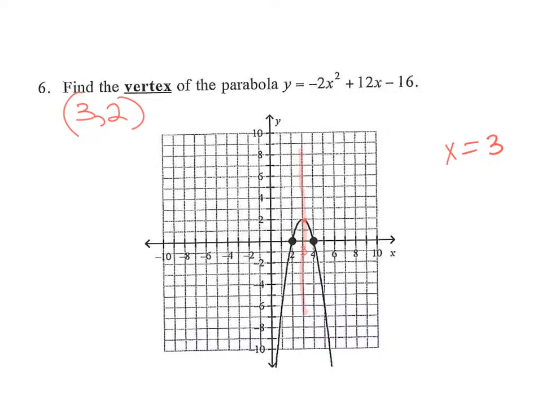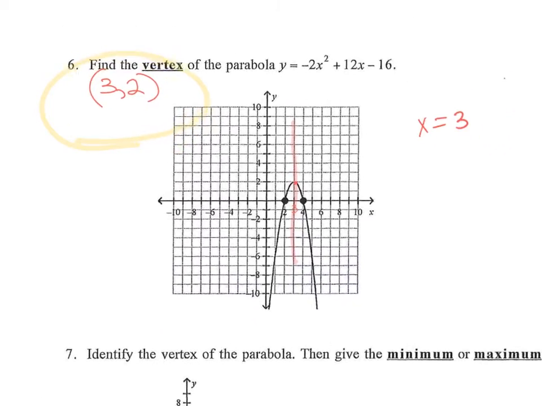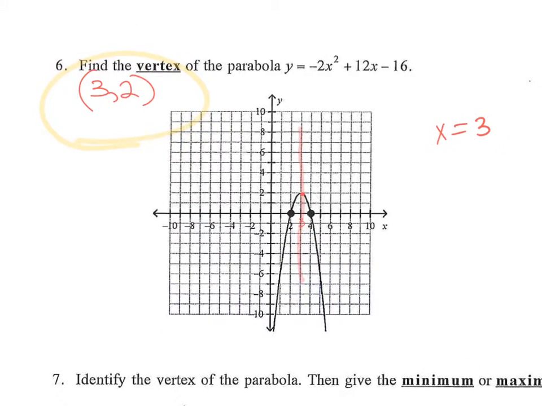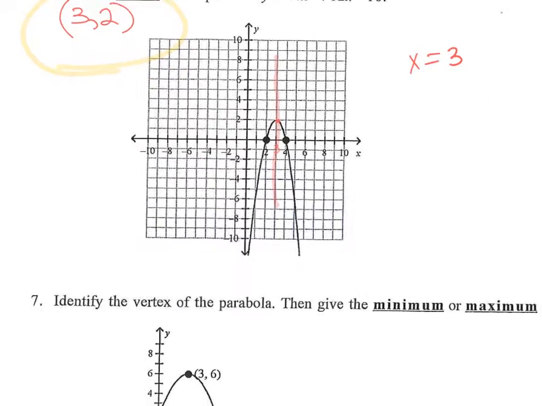Please remember that the vertex is a point, so if you just say 2, it's incorrect. The vertex is 3, 2. Is this a maximum or a minimum? A maximum, because it is the highest point. There will be some that you will be asked if it is a max or a minimum, so it's very important that you do understand that max is the highest.